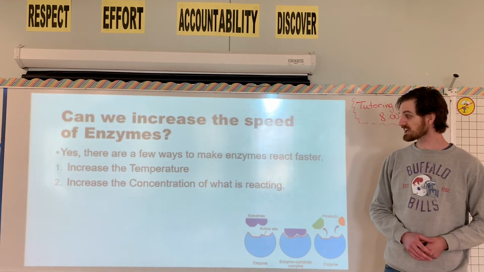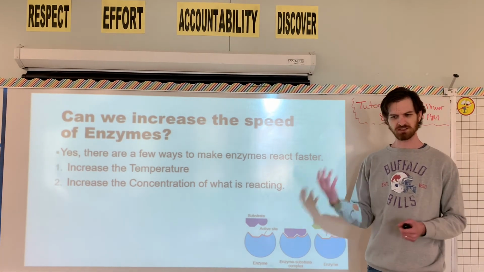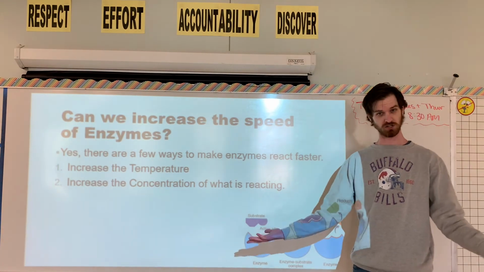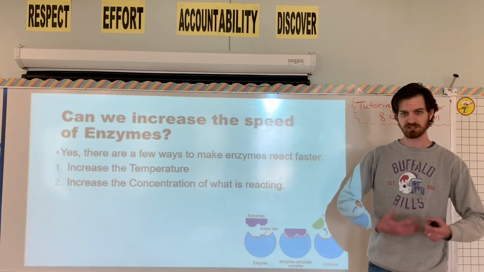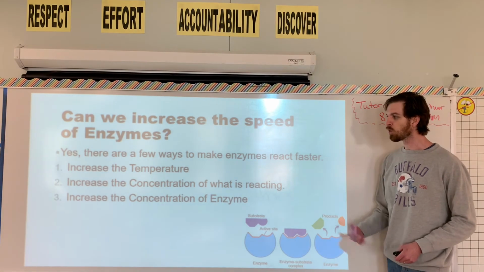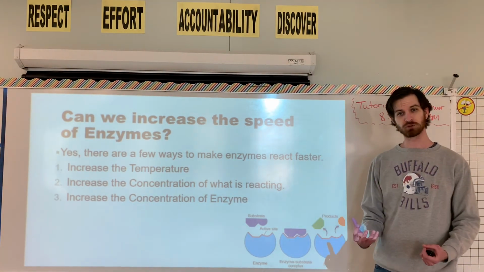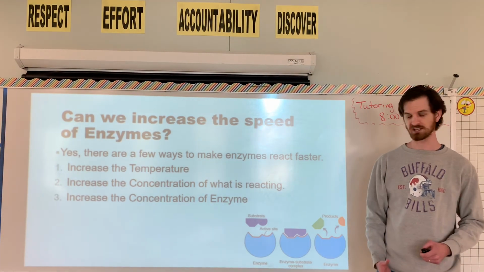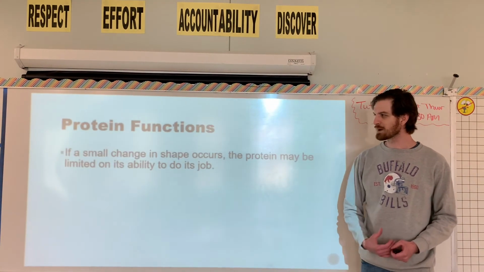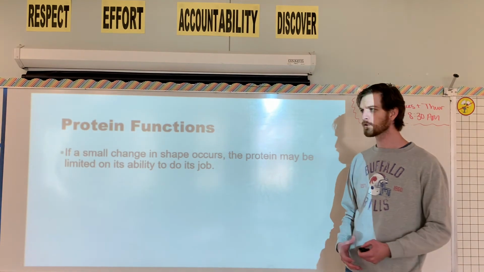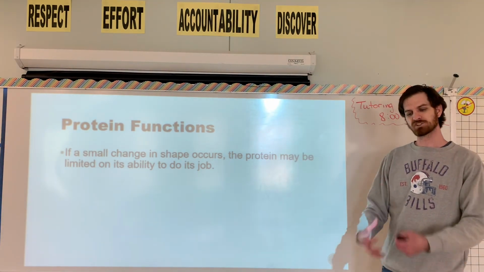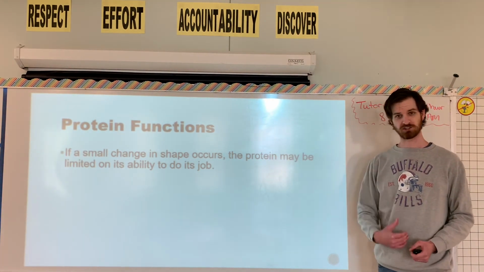You can increase the concentration of what's reacting. So if I want to get things to build faster, I can have more parts. Right? If I have more parts, it's easier for me to grab them and build stuff with them. Or I can have more people building things. I can have more concentration of enzyme. The more builders that I have available, the quicker the job gets done. So those are some easy ways to increase overall the speed of a chemical reaction with respect to an enzyme.